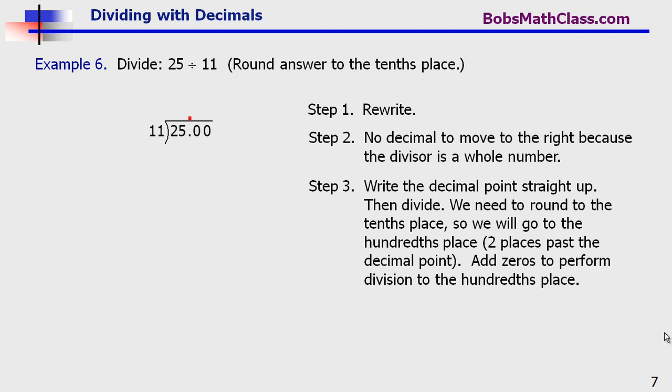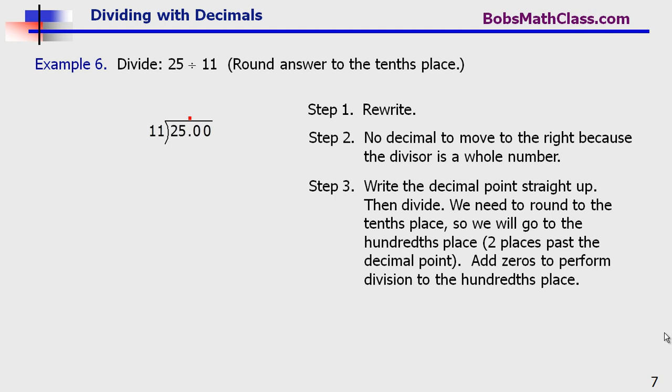I added 2 zeros after the decimal point because we have to go to the hundredths place. Remember, it says to round to the tenths place. Tenths place is the first number after the decimal point, but we need to go to the hundredths. So that's 2 places. So therefore, we need 2 zeros to perform the division to the hundredths place.